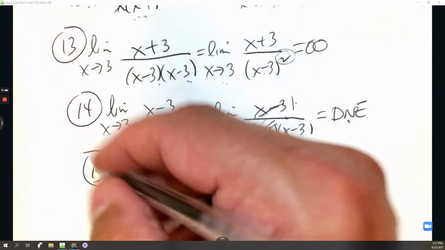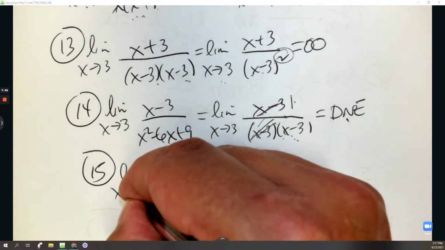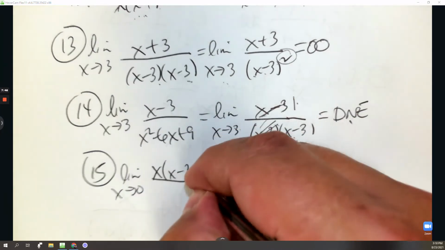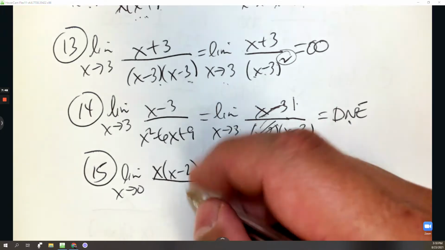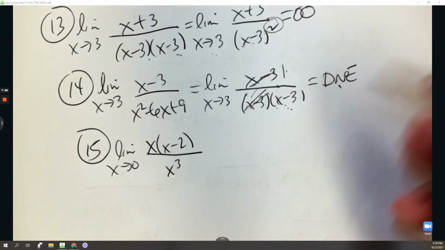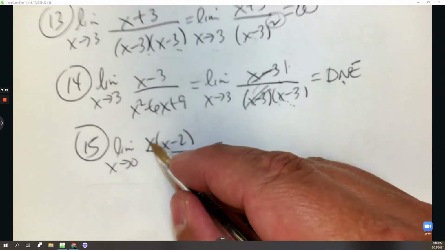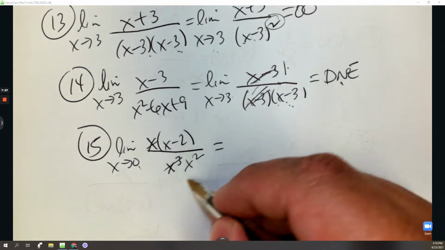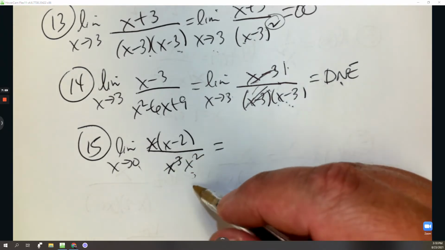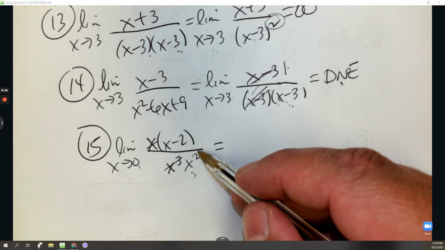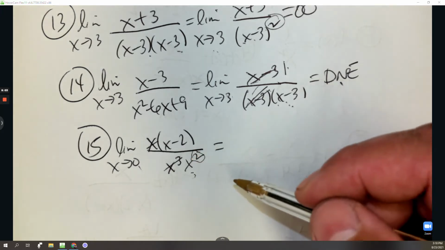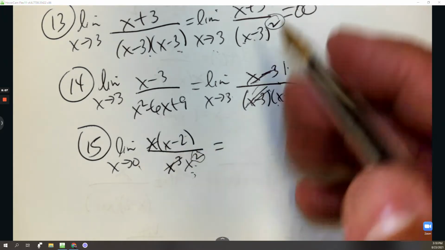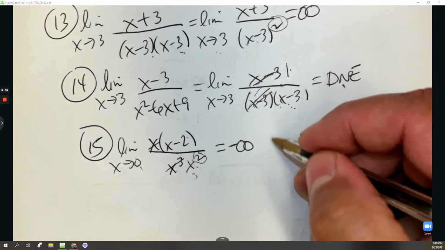In number 15, the limit as x approaches 0, we're going to factor it right away. That's x minus 2 over x cubed. Recognize that this reduces down to just x squared, but when I plug in 0, it's undefined, but it's an even exponent, so both ends are going the same way. So if you plug in positive 1 or negative 1, you get a negative answer. So both ends are going to negative infinity.